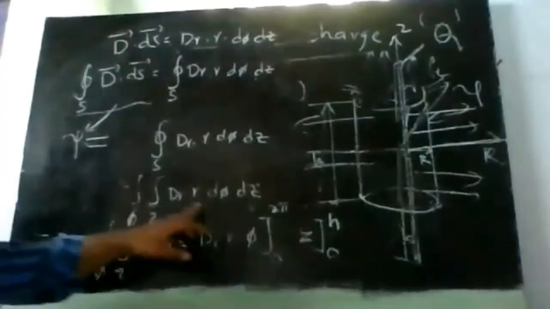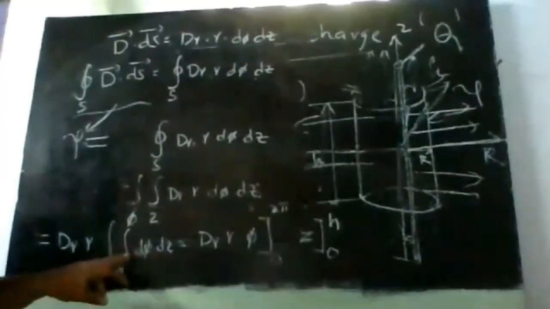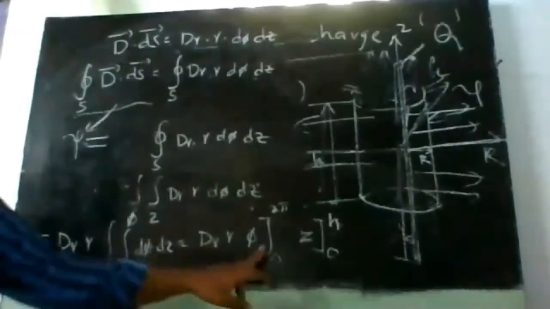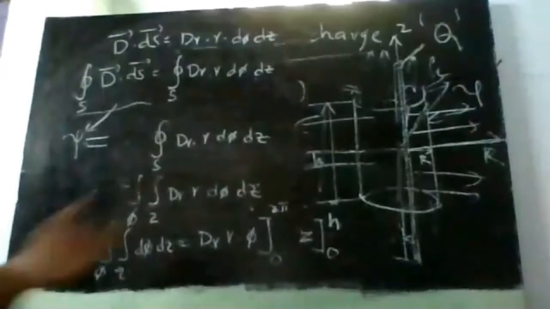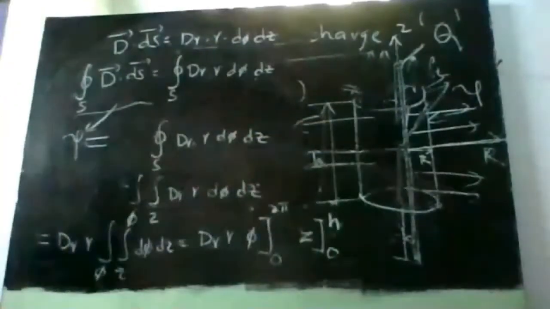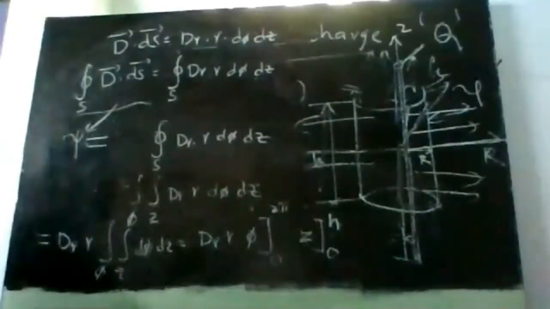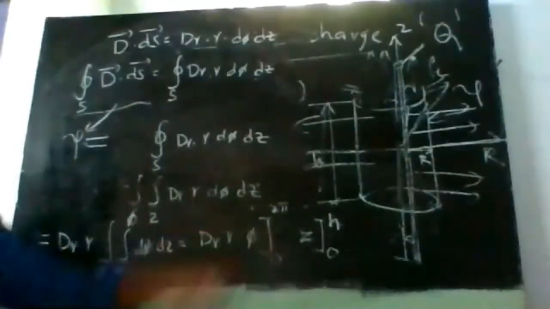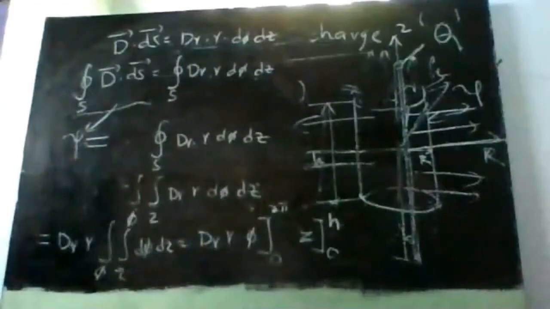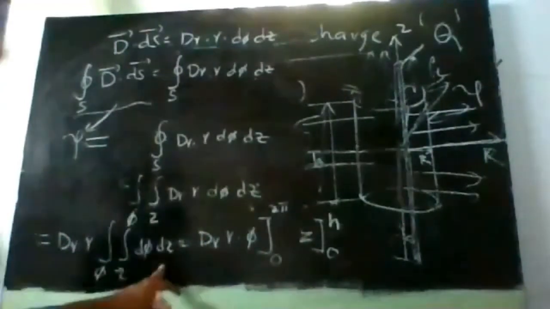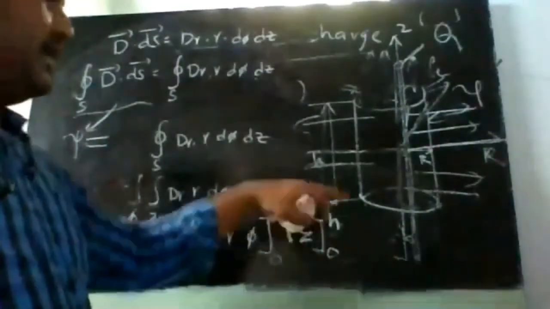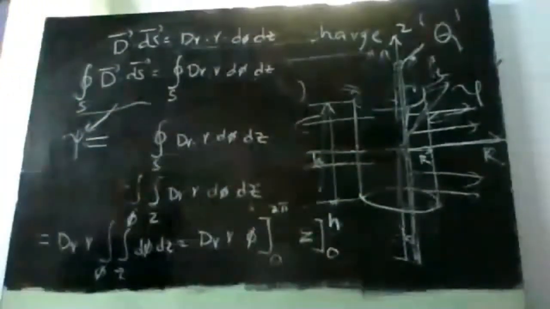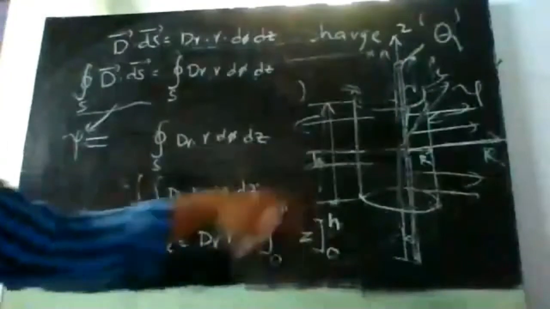Integrating with respect to phi, the integral of d phi will be phi. The limits of phi, as we know, for the complete surface of the cylinder, there is a variation of 2 pi radians, so 0 to 2 pi. And the integral of dz is z, with limits 0 to h, since the height of the Gaussian surface is h.